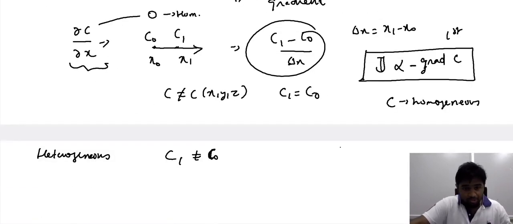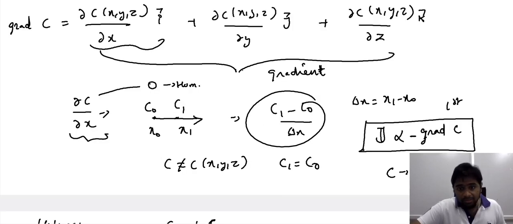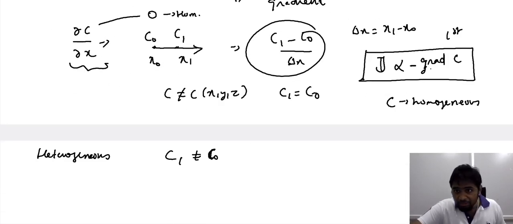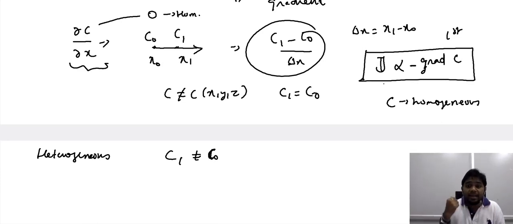However, when your system is heterogeneous, so the concentration is dependent on the position, then the magnitude of your gradient will be non-zero. So this term on the left or the right would be non-zero, so there will be a flux that is introduced. So this is the mathematical perspective of Fick's first law.